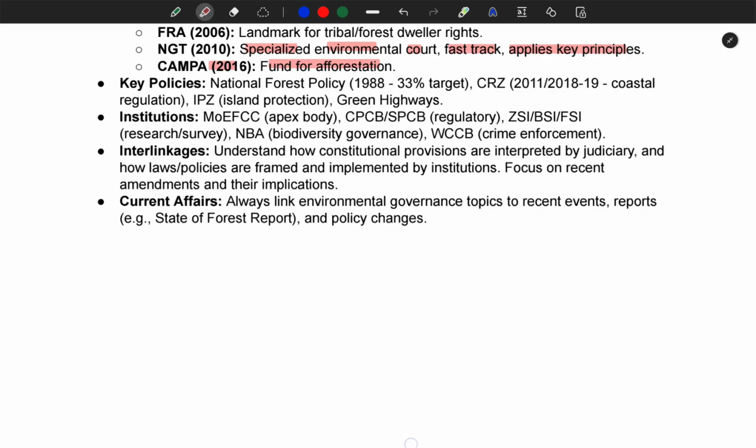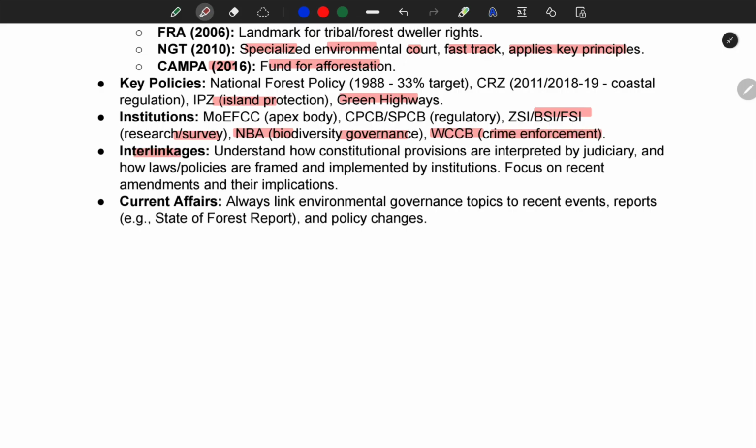Coastal Regulation, IPZ, Island Protection, Green Highways. Institutions: MOEFCC apex body, CPCB, SPCBs regulatory. ZSI, BSI, FSI research and survey. NBA biodiversity governance. WCCB crime enforcement.